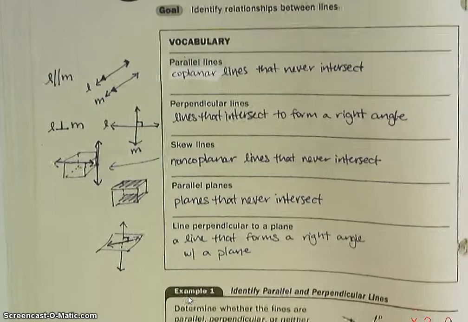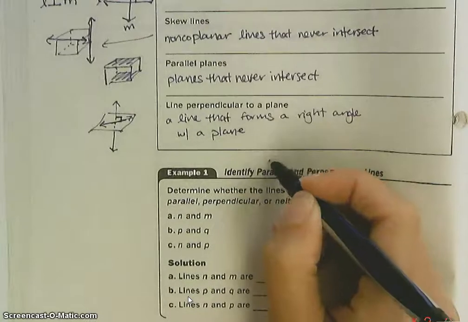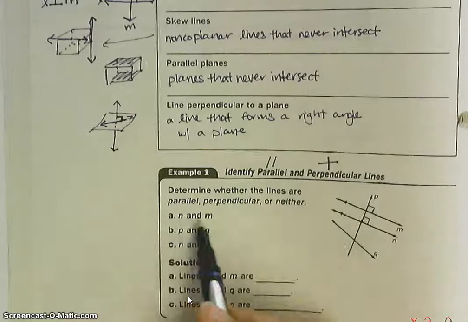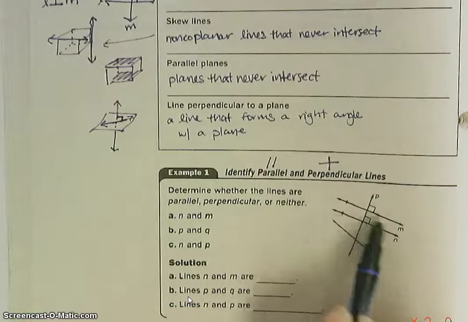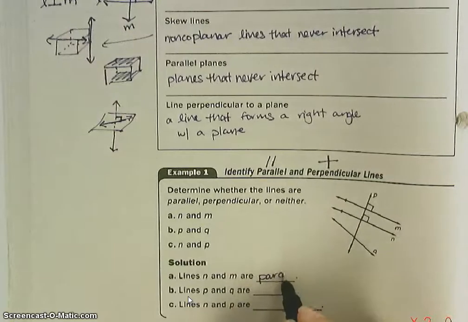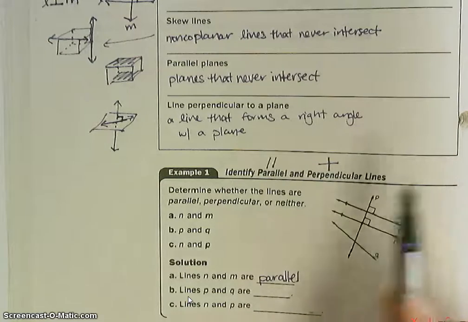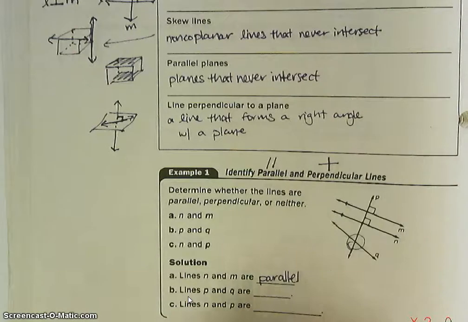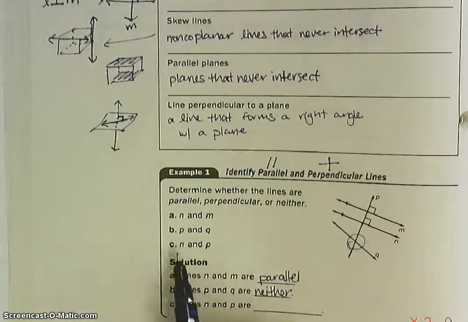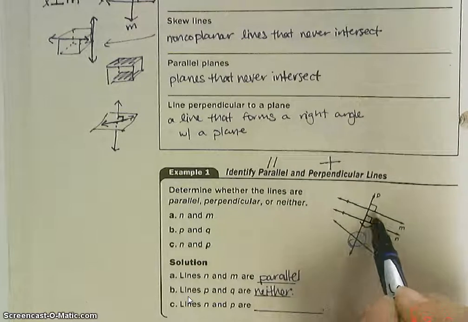So let's try some. Let's see how we're feeling about this. Identify parallel and perpendicular. Parallel, never touch. Perpendicular, make a right angle. So N and M are never going to touch, and you notice they have those little symbols there. That means parallel. P and Q. Notice there's nothing here to tell us if that's a right angle or not. We don't know. That's neither. They're touching, but they're not making a right angle. And N and P. Well, look here. They're forming a right angle.